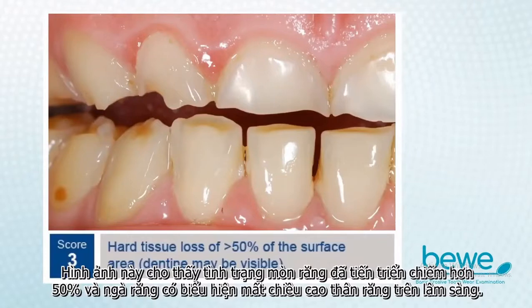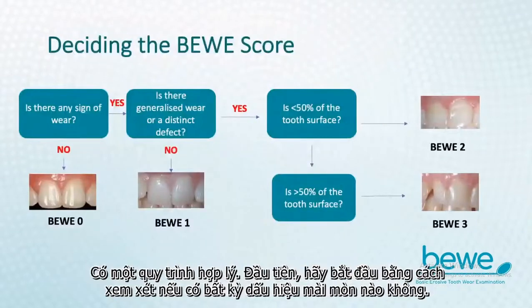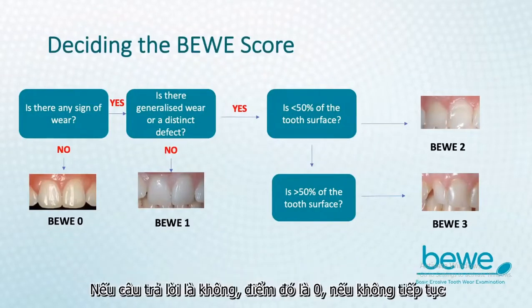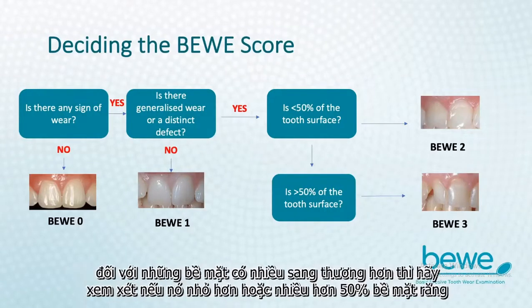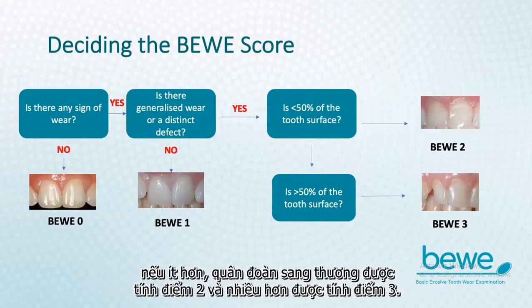There is a logical process flow. Firstly, start off by considering if there are any signs of wear. If the answer is no, the score is 0. If not, continue. If there are signs of wear in the sextant, choose the tooth with the most wear and evaluate the extent of the defect. If it is minimal and the change is subtle, the score is 1. For surfaces with more extensive defects, then consider if it is less or more than 50% of the tooth surface. If it is less, the lesion is scored 2, and more, then it is scored 3.